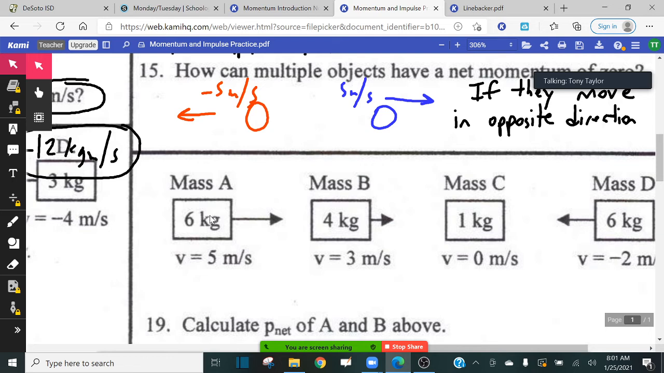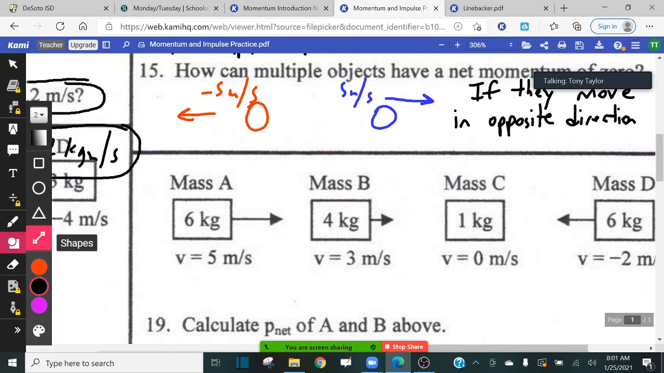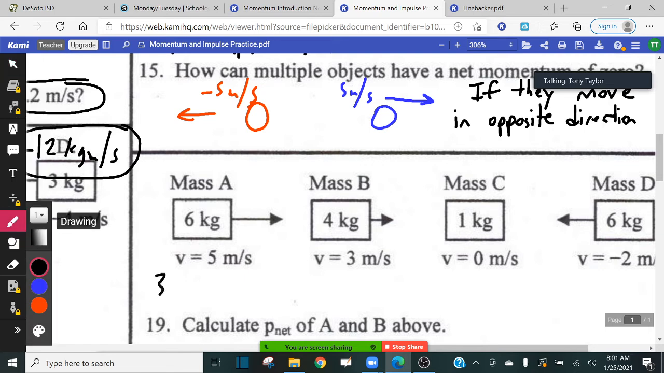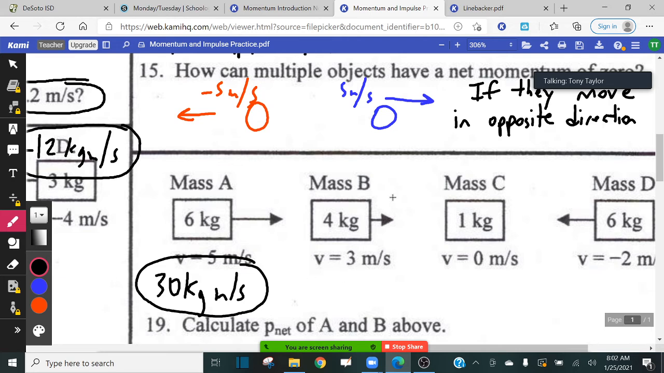Remember, guys, momentum is just a product of mass and velocity. So if you multiply mass and velocity, you get momentum. If the mass here is 6 kilograms and the velocity is 5 meters per second, 6 times 5 gives you 30 kilograms meters per second for the momentum of mass A. What about the momentum of mass B? This object is 4 kilograms and has a velocity of 3 meters per second, then 4 times 3 gives you 12 kilograms meters per second.